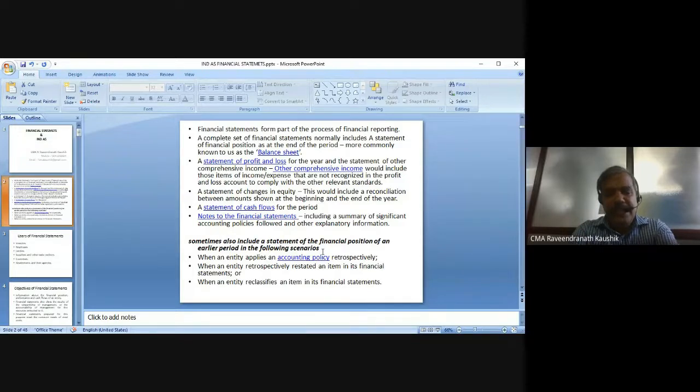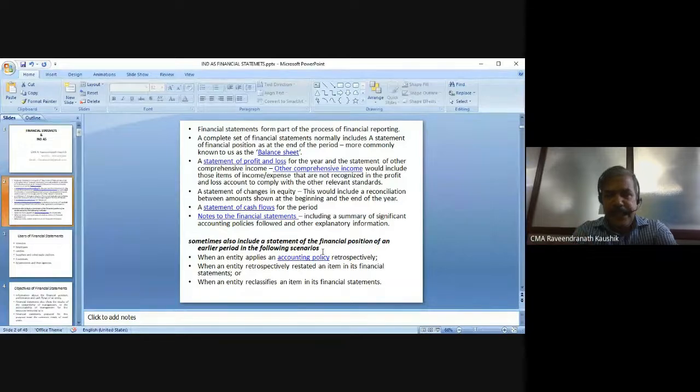So in that case, how to recognize that particular income, whether it should be taken into the normal profit or whether it cannot be recognized, or how to deal with that. So that comes in the other comprehensive income statement. Okay, so that's a very important statement. And one more statement they have recommended is a statement of changes in equity.